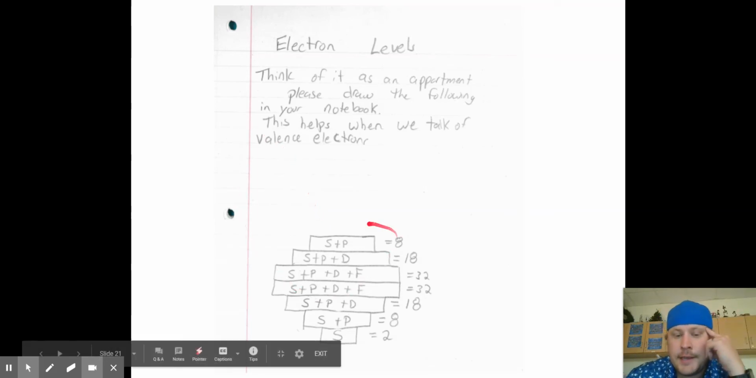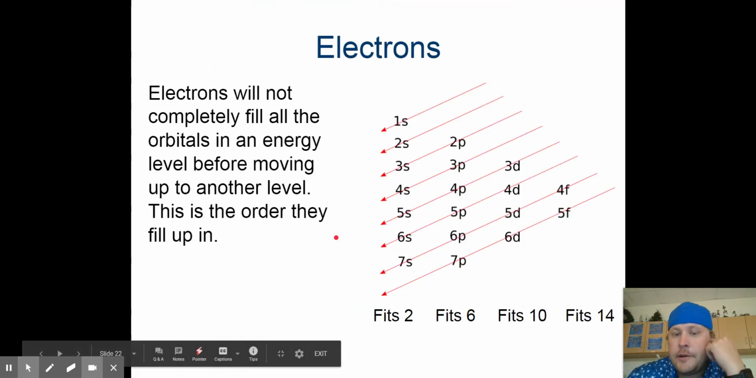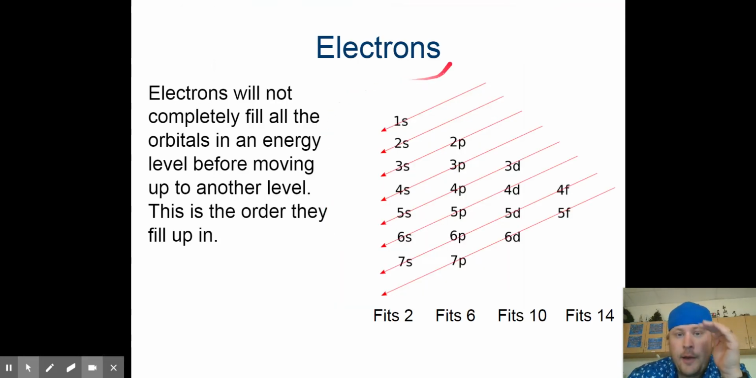So you should have drawn this in, and I want you to draw the little tower, okay? On your next, down below, I do want you to write kind of this whole example in, and it's going to get confusing, but I will walk you through what it looks like. So electrons, they will not completely fill in all the orbitals in an energy level before moving up in order to fill down. Very confusing.